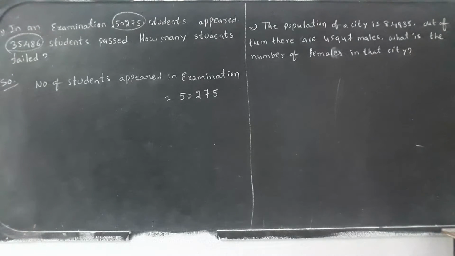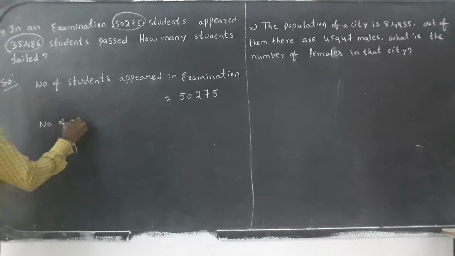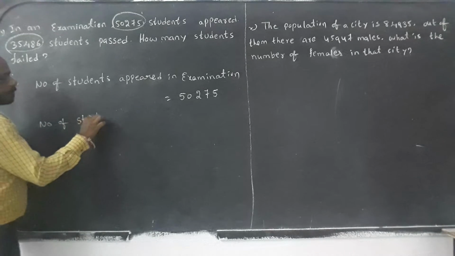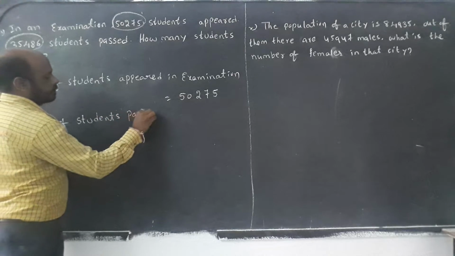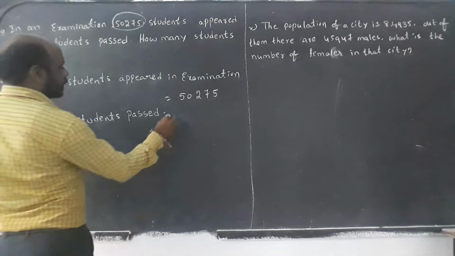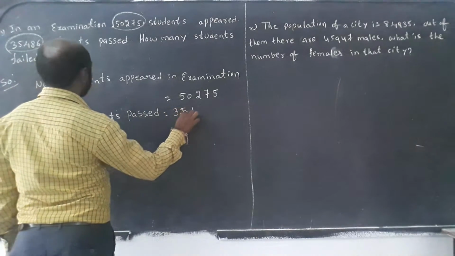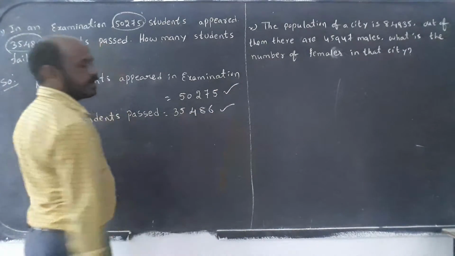Next one he gave, number of students passed. How many are there? Number of students passed, regarding merit. How much should that be? It will be 35,486. These are the appeared students, these are the passed students.